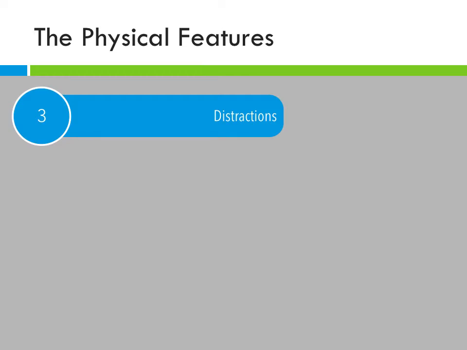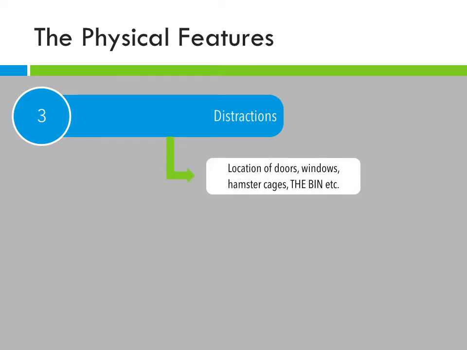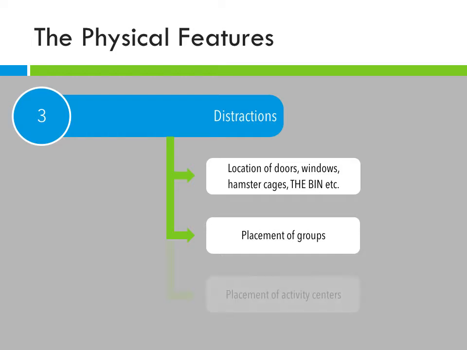So when you're arranging your classroom, take note of the location of doors, windows, hamster cages, lava lamps, and the bin. The next thing to consider is the placement of groups. Reading groups can be very distracting for other learners who are trying to work independently. And the placement of your activity centers, whether it's a computer center, a math center, a reading corner, you must consider their placement in the classroom and the effects that these centers have on other learners who are sitting nearby.